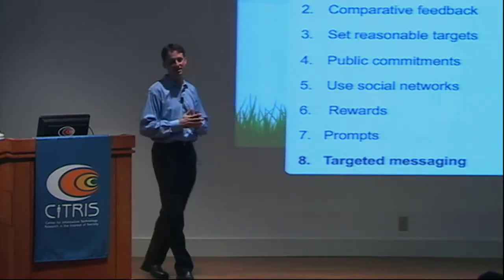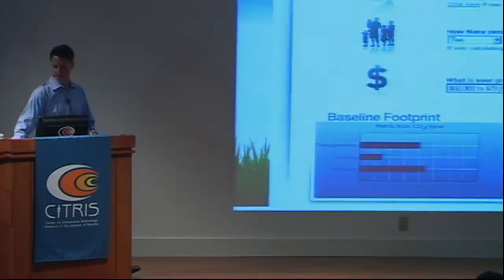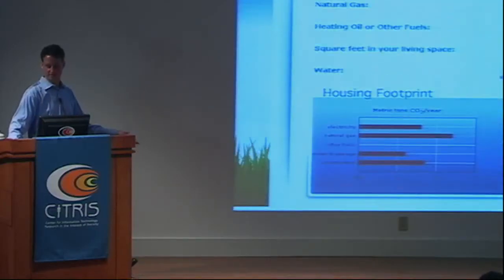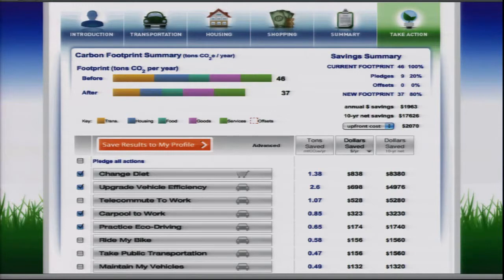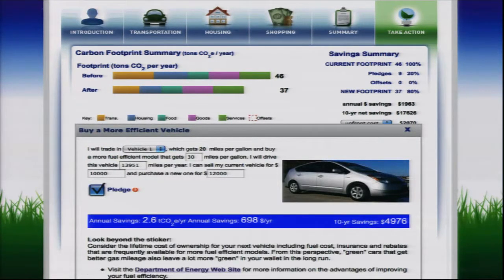I had all kinds of other slides here on our calculator. Here's our online tool. We give you some feedback, right? You calculate your footprint. We compare you to similar households, so you get a smiley face because you're better than similar households. We have this online carbon management tool where we rank the things that you can do to reduce your footprint, and then you can go in here and make a pledge.